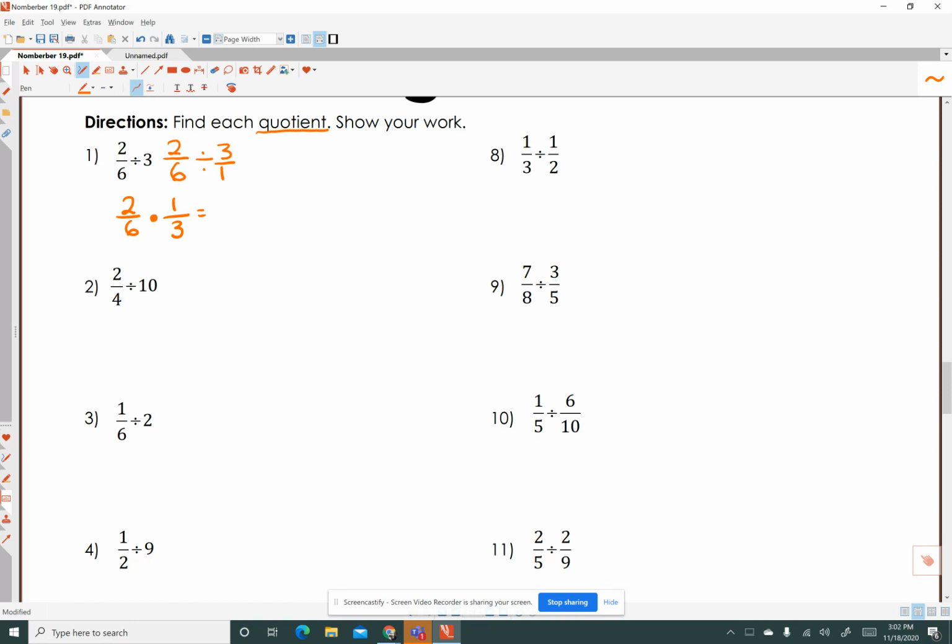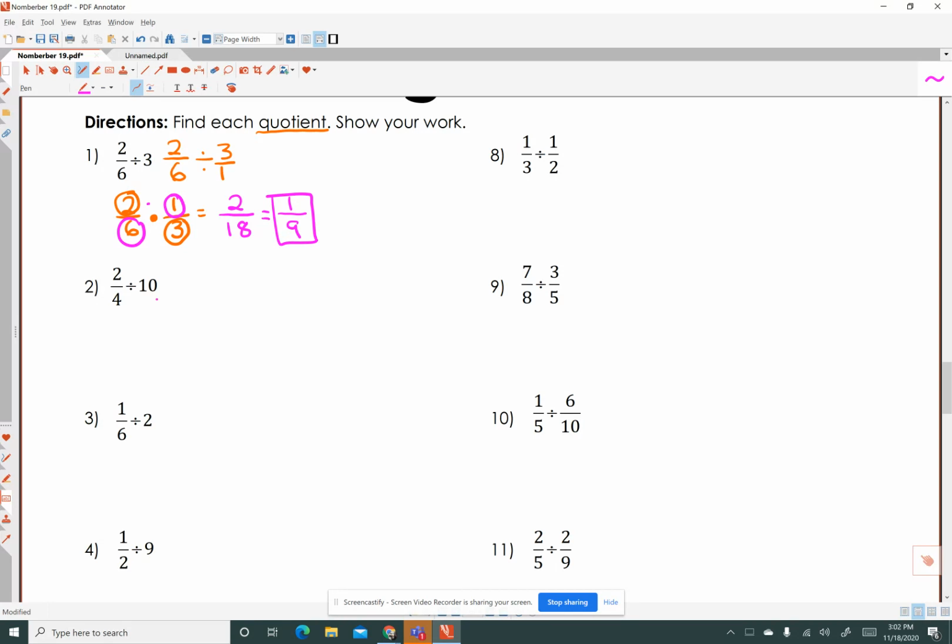anywhere in this problem by comparing the numerator of 1 fraction with the denominator of the other, and then going ahead and doing that with the other numerator and denominator. But in this case, we do not have any opportunities to cross simplify. So we will just multiply straight across. 2 times 1 is 2. 6 times 3 is 18. And 2 and 18 are both divisible by 2. So when we divide them both by 2, we end up with 1/9, and that is a final simplified answer.